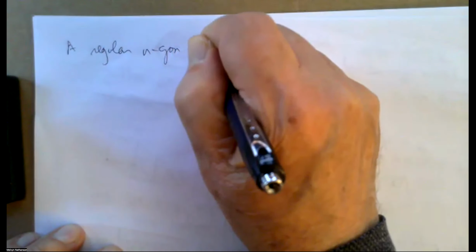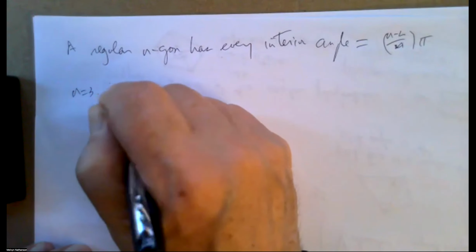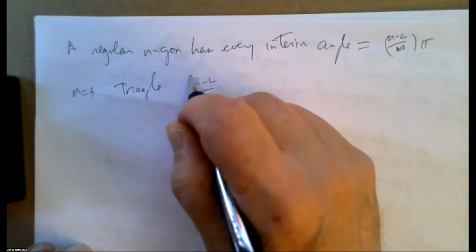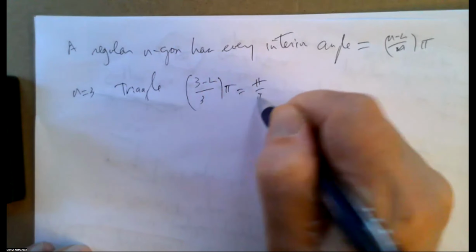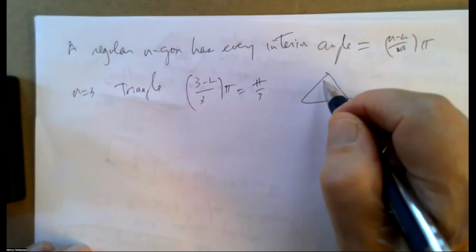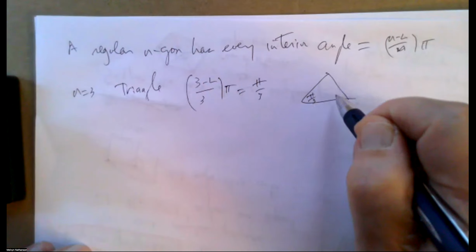So a regular n-gon has every interior angle equal to (n minus 2) over n times pi. For example, when n equals 3 and you have a triangle, (3 minus 2) over 3 times pi is pi over 3. And that's exactly what it is. In a regular triangle, each angle is pi over 3.